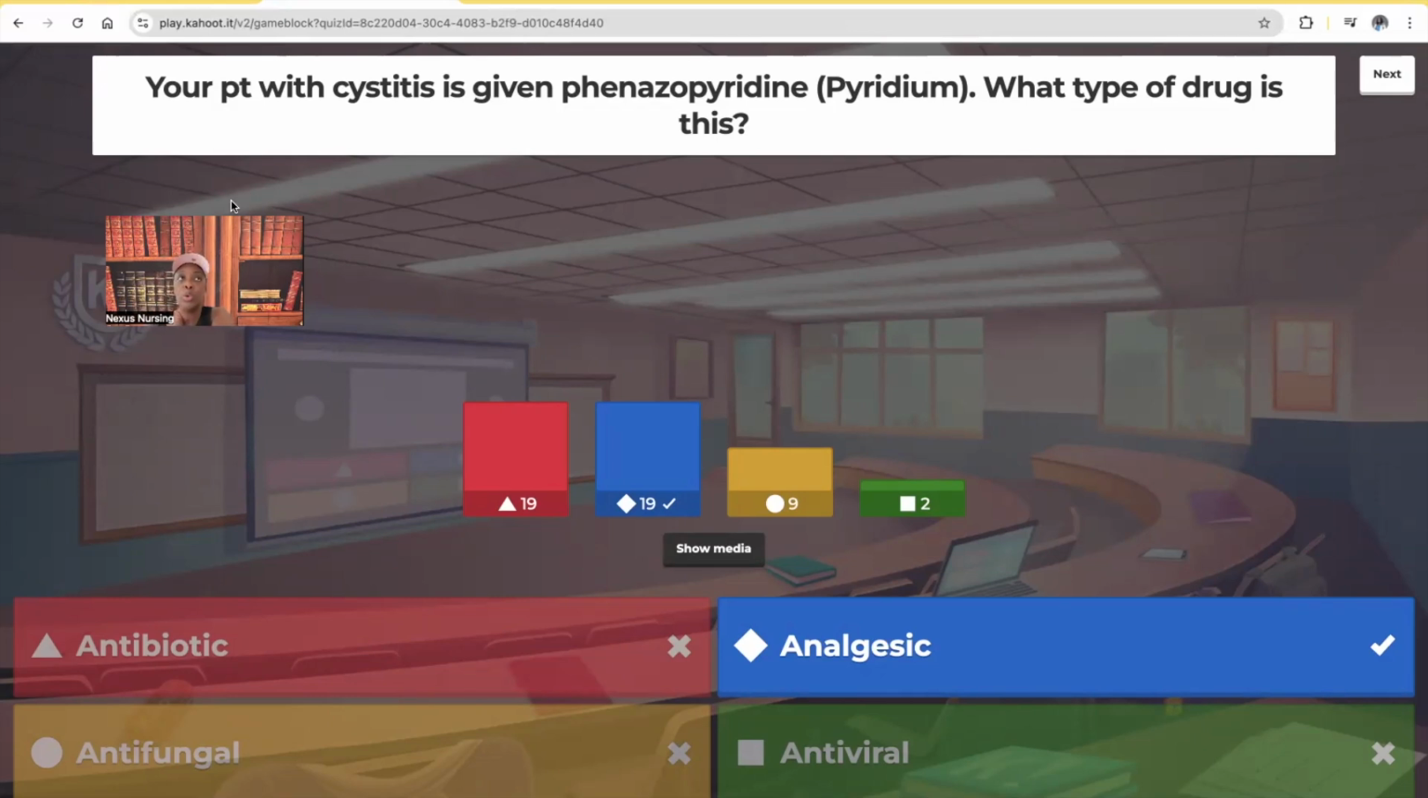Yes, we do expect that patient to be ordered antibiotics. And when she's pregnant, she's going to get 3 days of antibiotics. But alongside the antibiotics, she's going to get analgesics for the pain.